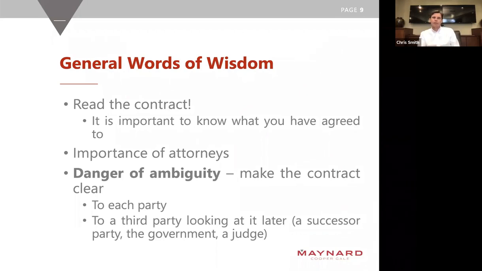But more practically speaking, if a third party is looking at the agreement later, whether it's a dispute, a successor party if your company's been bought by another company, or if there's litigation and a judge or a jury is looking at that contract, it's good to remove the ambiguity so that there's no room for debate. If a contract has ambiguity, if there's room to make arguments about certain points, then if there's a dispute, you better believe that different parties will take different positions. So the more clear you can make your contract, the better.